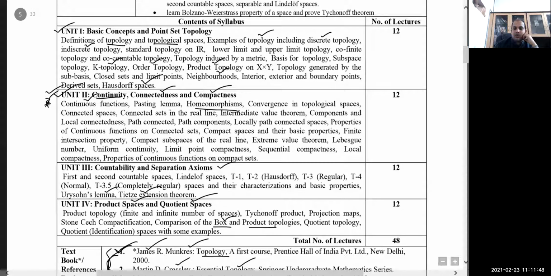Then again, we will come to quotient topology. Quotient topology is a very interesting topic, how to identify spaces. So we will look at various examples from this one.